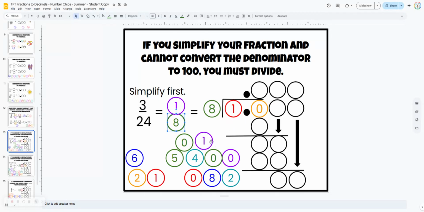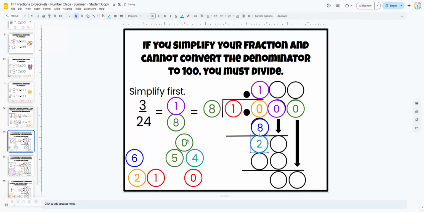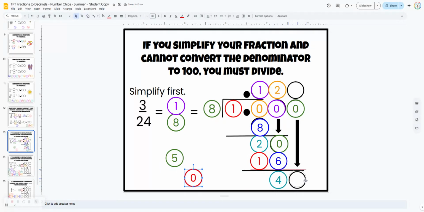8 goes into 10 one time. Multiply 1 times 8, we get 8. These numbers are just going to continue as 0. So we'll go ahead and place those. We subtract, we get 2. We're going to bring down a 0. 8 goes into 20 2 times, so that'll go up here. 8 times 2 is 16. Subtract, we get 4. I'm going to bring down another 0, and now 8 goes evenly into 40 5 times. And now we have our decimal answer.